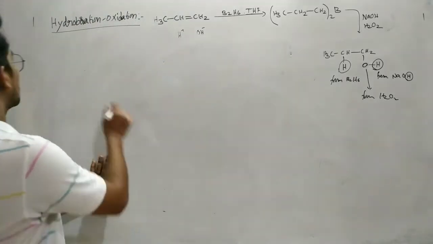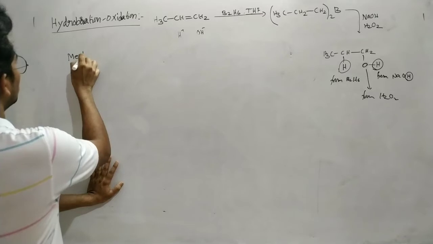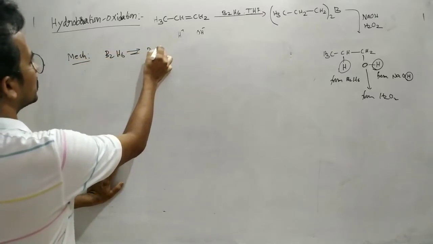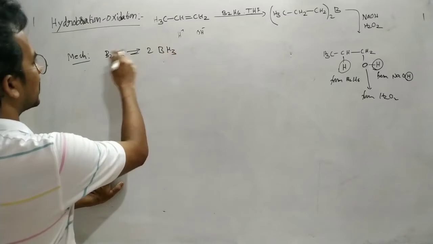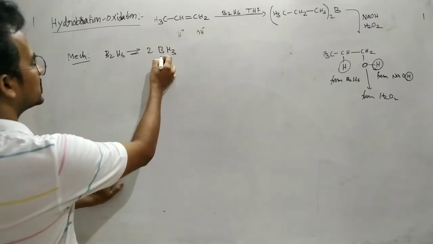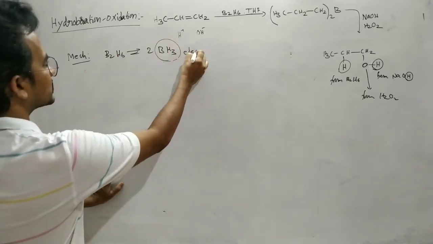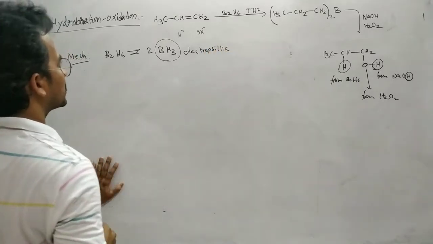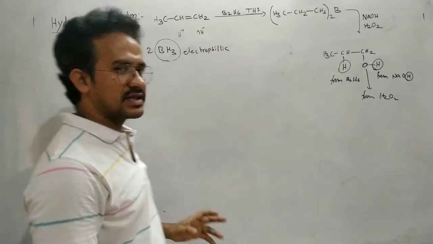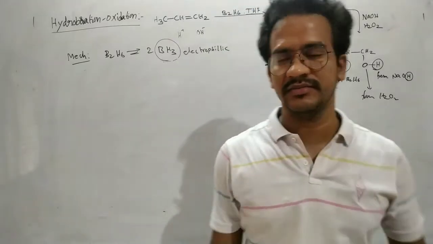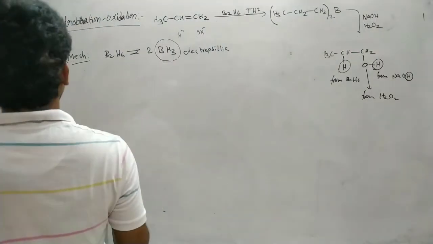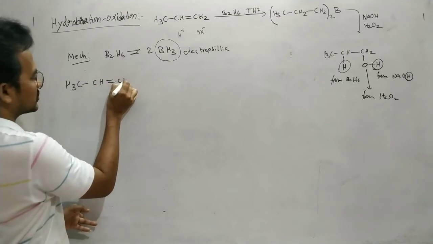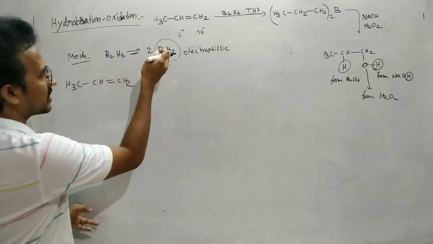That's it. Now, how does this reaction proceed? Let us discuss the mechanism of this reaction. First of all, the diborane is a dimer of the borane. This borane is electrophilic in nature. That means boron has only 6 electrons, so it acts as an electrophile. First of all, it is attracted towards the nucleophile, that is the alkene. It is an electrophilic, electron deficient species.